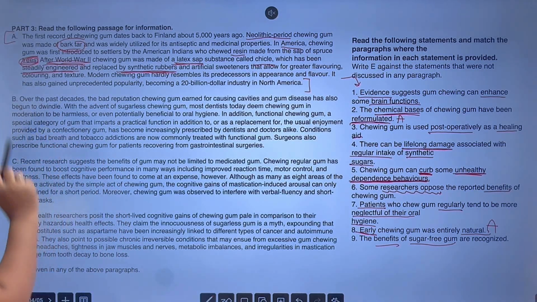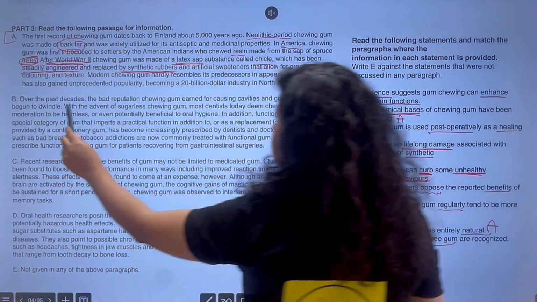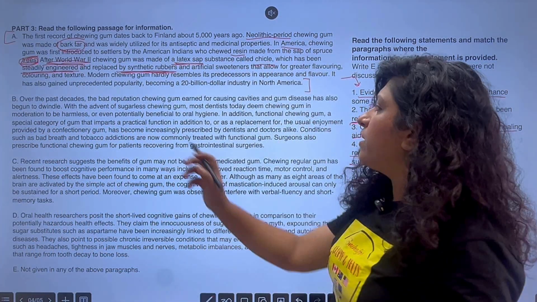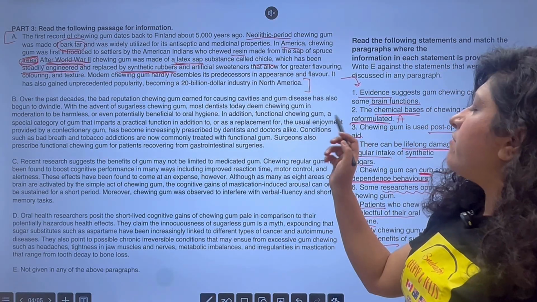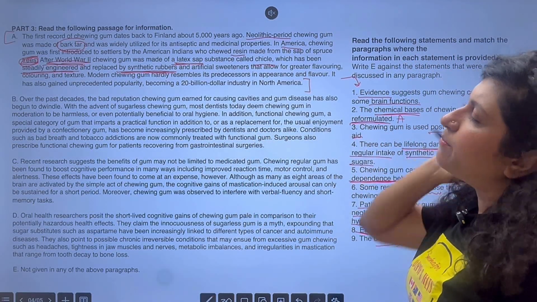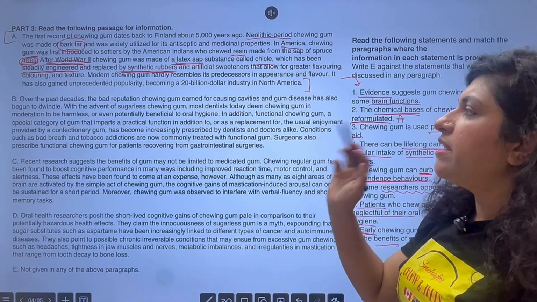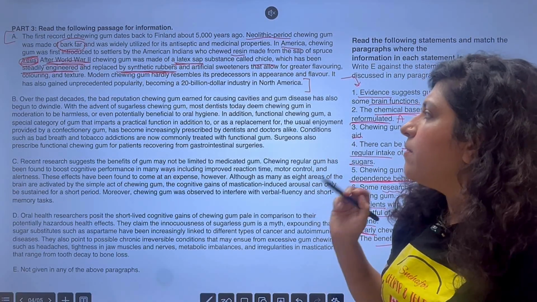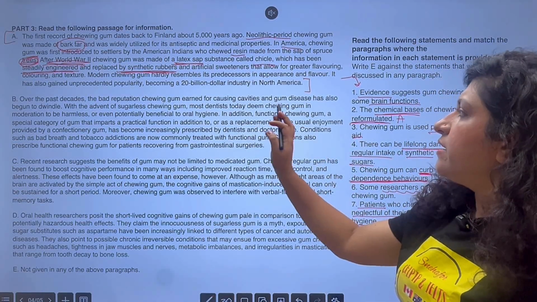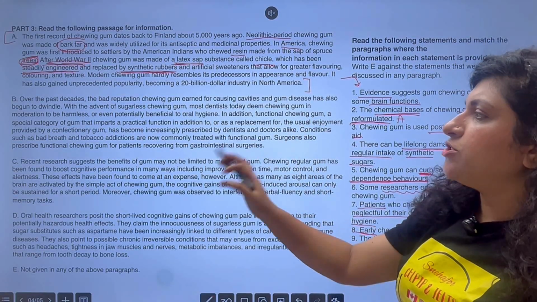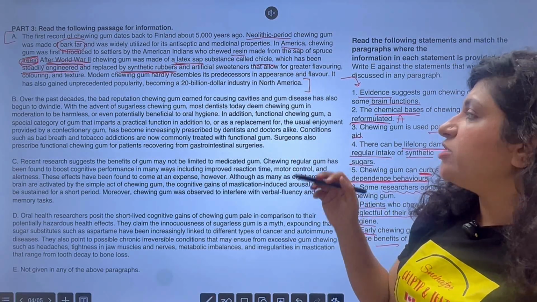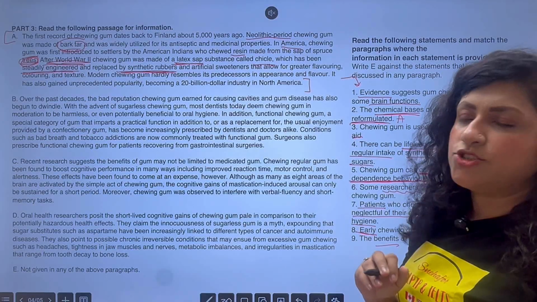Over the past decades, the bad reputation chewing gum earned for causing cavities and gum disease has also begun to dwindle. With the advent of sugarless chewing gum, most dentists today deem chewing gum in moderation to be harmless or even potentially beneficial to oral hygiene.